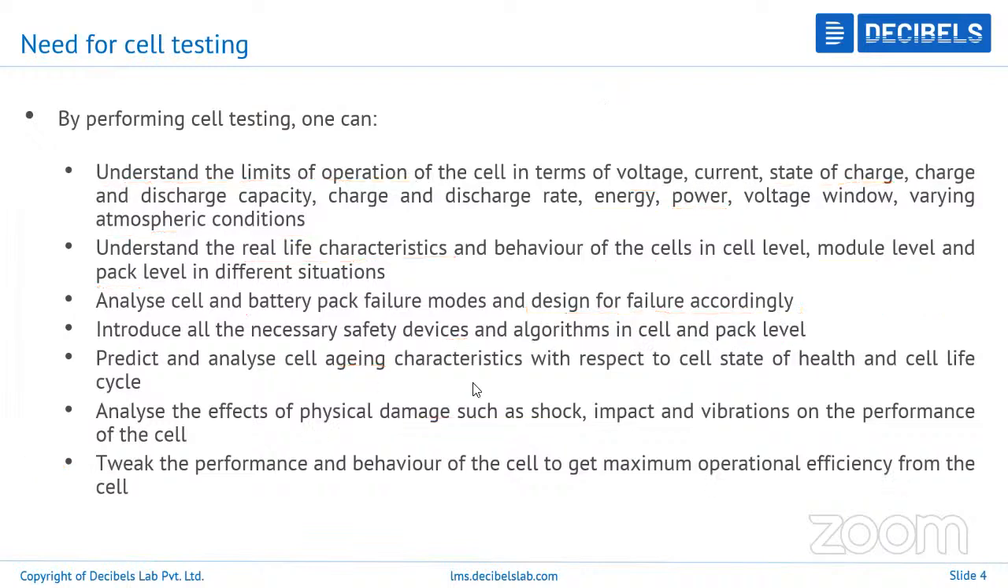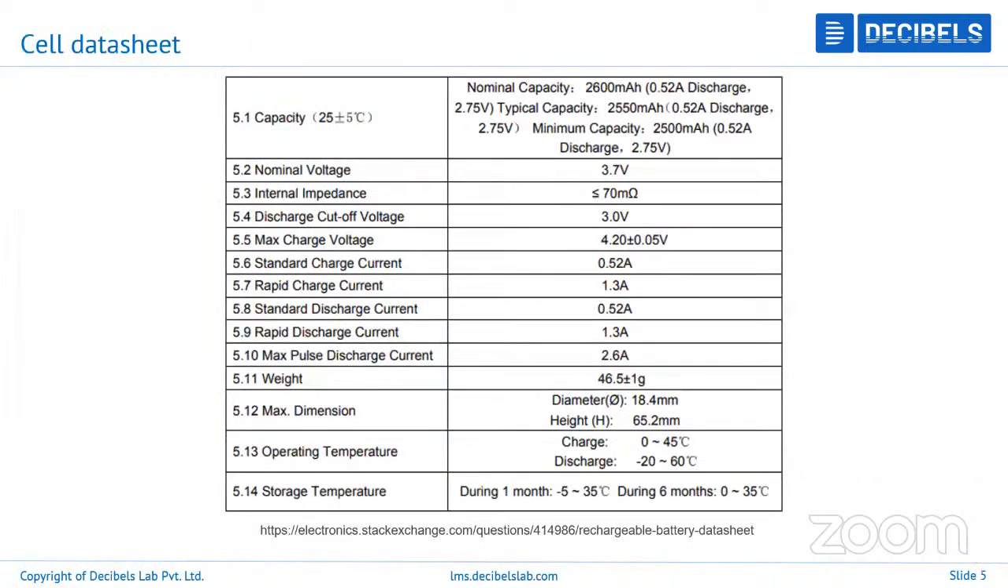Okay, so now that we have understood the need for cell testing, let's take a brief look at the cell data sheet provided by the manufacturer, right? So here we can see, first and foremost, the term called nominal capacity, right? So what exactly does nominal capacity mean? It is basically the rated capacity of the cell, the rated discharge capacity of the cell at a certain current rate at a certain temperature.